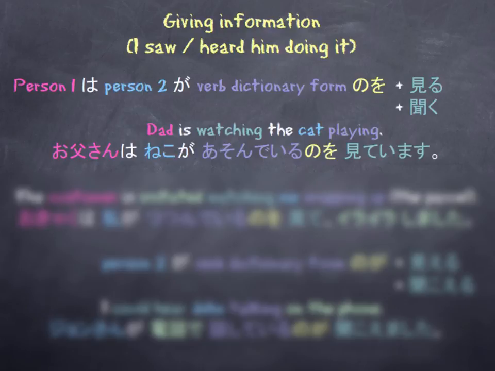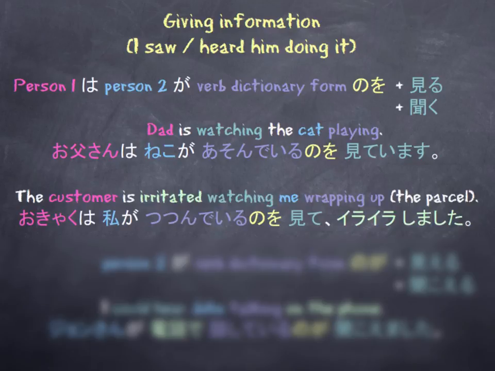お父さんは猫が遊んでいるのを見ています. So we have our person 1, which is Dad, お父さん, and we have our person 2, which is cat, 猫, and we have our verb in its dictionary form, 遊んでいる, playing. And then we finish with the particles no and o, and the verb 見ています, watching.